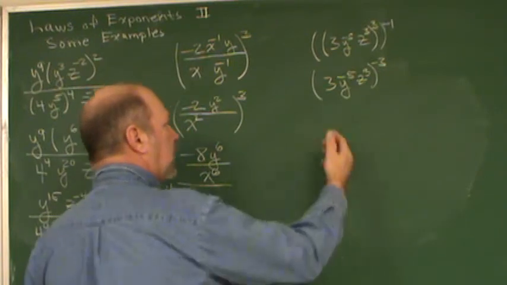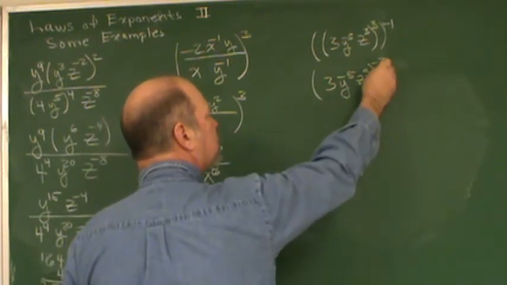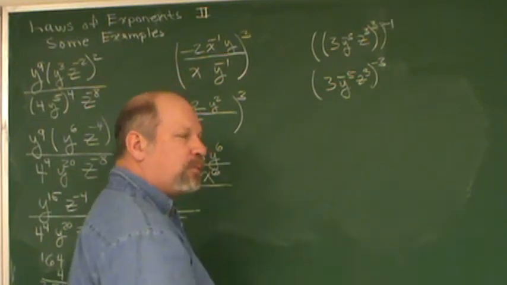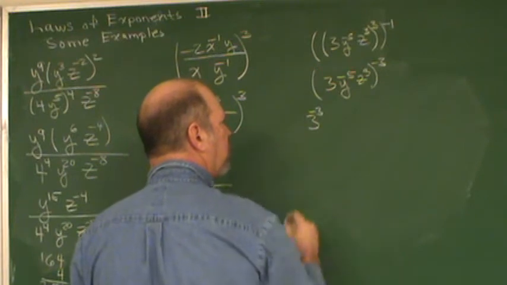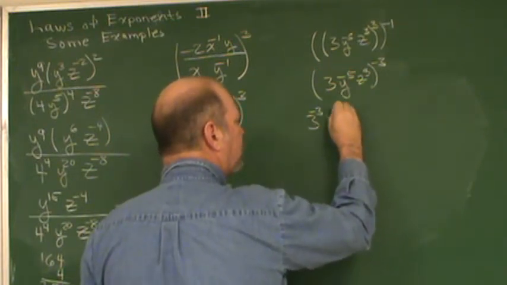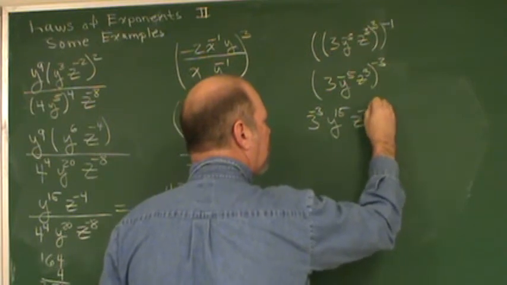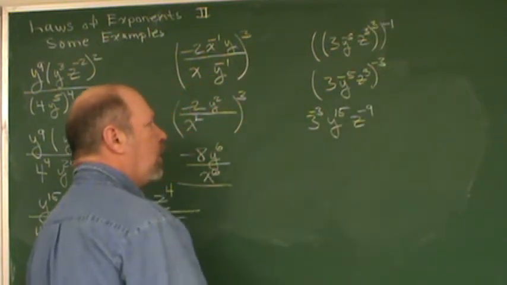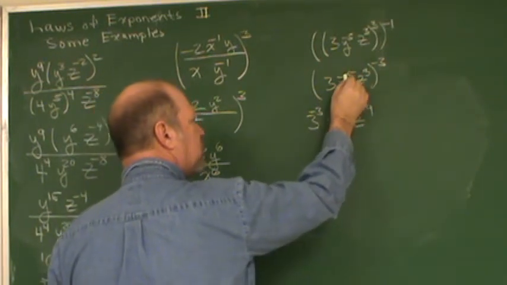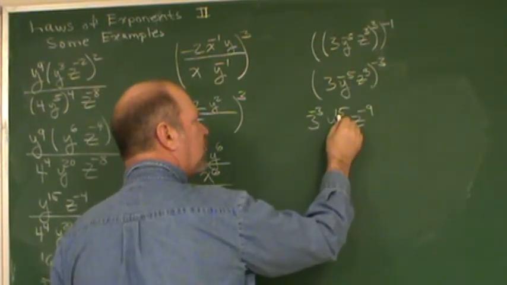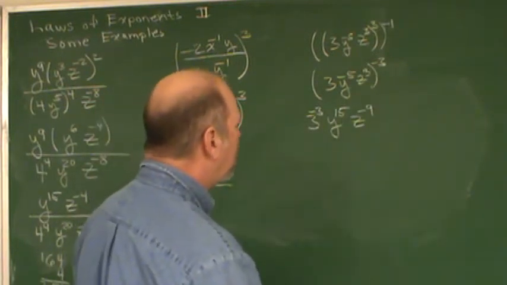Now I can't do any simplification inside the parentheses, so what I need to do is just multiply this exponent times all the exponents inside the parentheses. That gives me 3 to the negative 3 power, y to the positive 15th power, and z to the negative 9 power. Negative 3 times 1 gives you negative 3. Negative 3 times negative 5 gives you positive 15. Negative 3 times 3 gives you a negative 9.